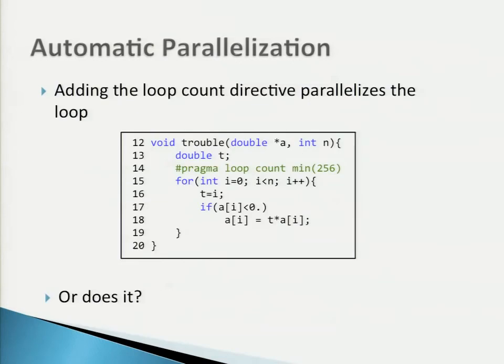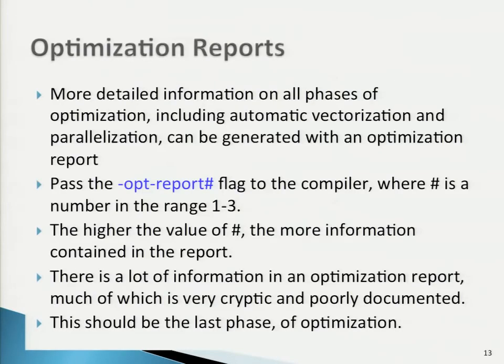So I added this line and then recompiled, and the problem went away. You might assume that you've solved the problem and that the loop has been parallelized. But then there's one last step you can take when you want to get very detailed information about optimization, and that's to get a full optimization report. This takes the flag opt-report, just like vec-report, and it will report on all of the different steps that the compiler takes when optimizing.